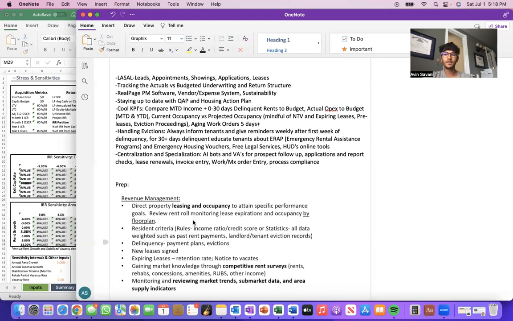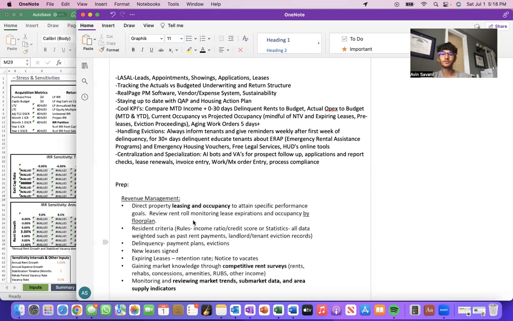But then, as far as other things within asset management, you have tracking your actuals versus your budgeted items. So basically, you want to make sure that you're challenging the acquisitions team as far as their underwriting, and making sure that their assumptions, like rent growth, occupancy, vacancy levels, operating expense growth, property tax, and capex reserves, are all justified.